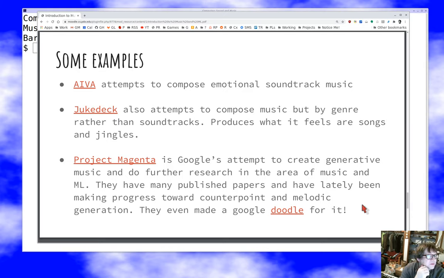Here are some music ones in particular. There are three examples linked here. The one that I know the most about is Project Magenta, which is Google's thing, which is about generating music. And I would highly encourage you to check out that doodle, which is kind of interesting: you give some theme and the machine learner tries to fill in a nice piece, in the style of a famous composer, around your melodic theme. And that's really interesting stuff to me.